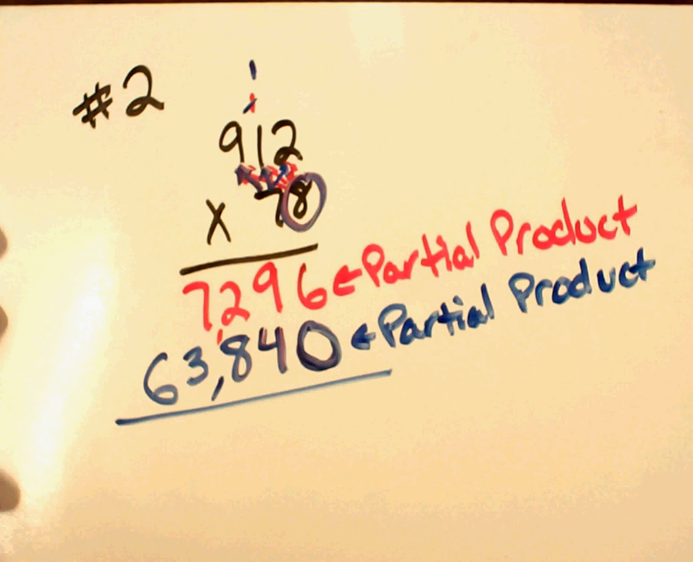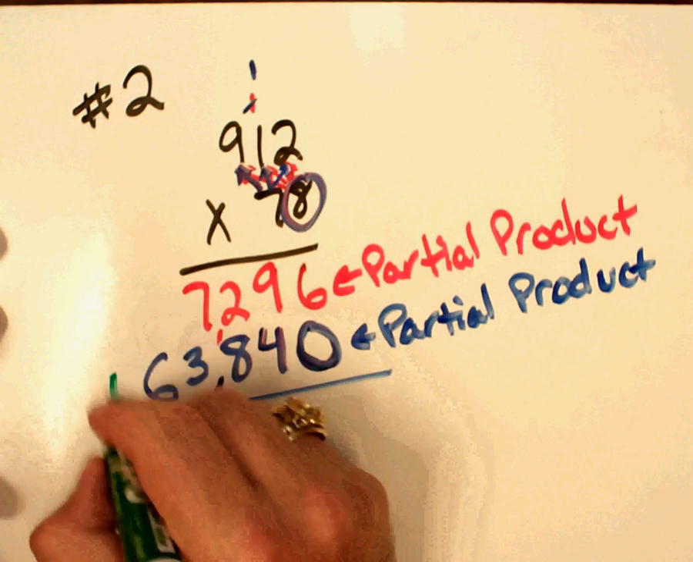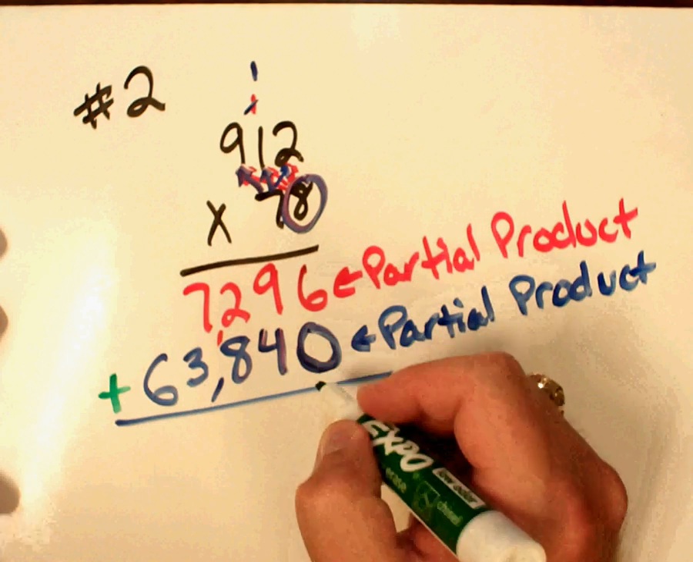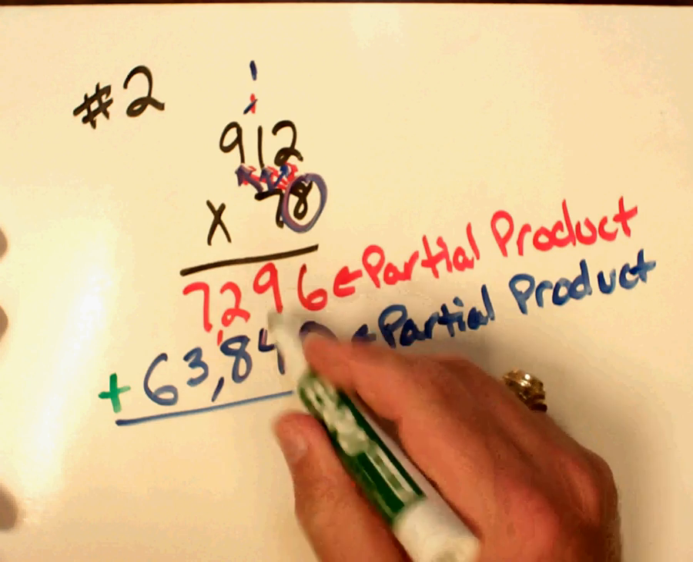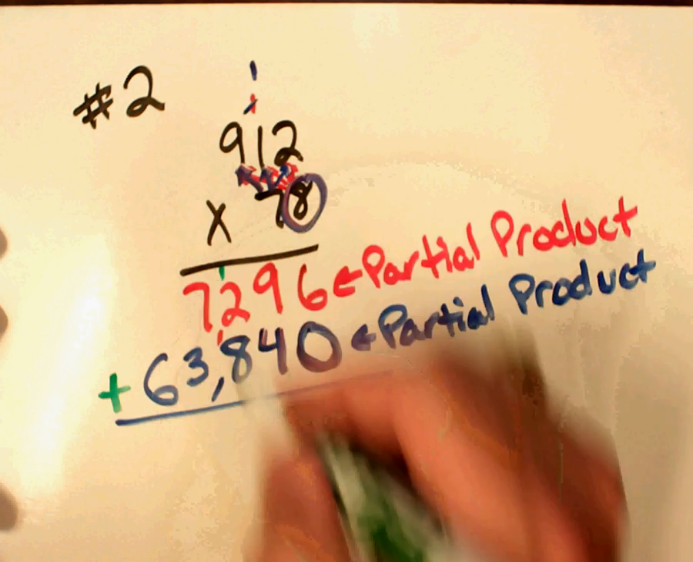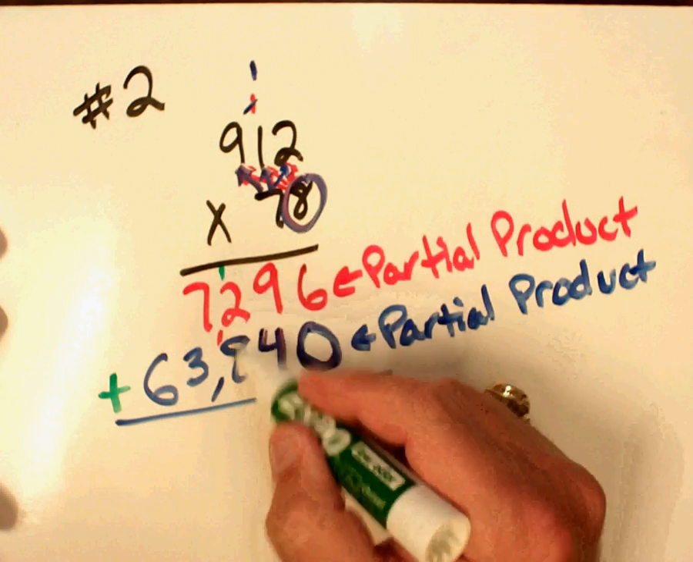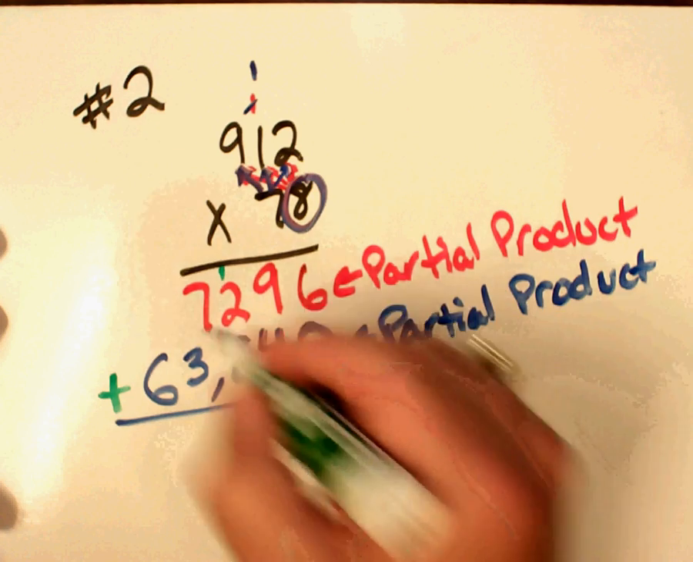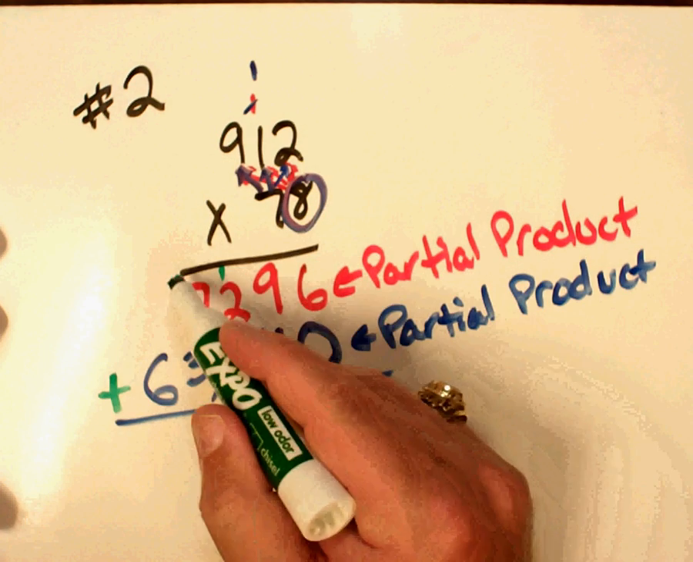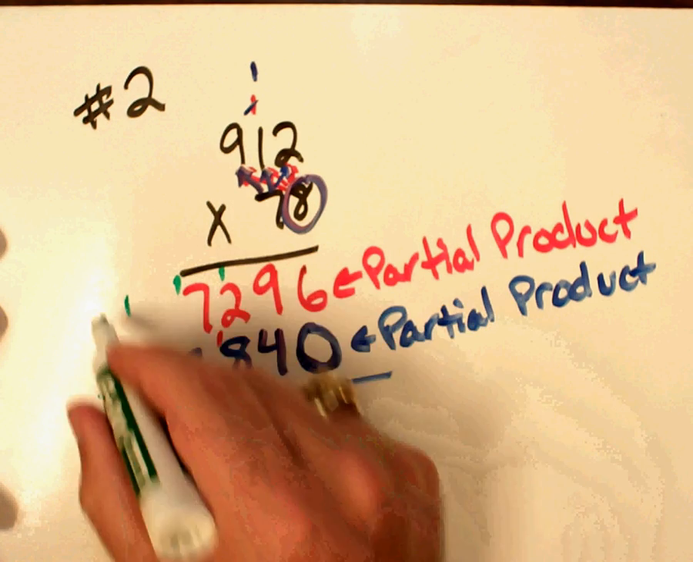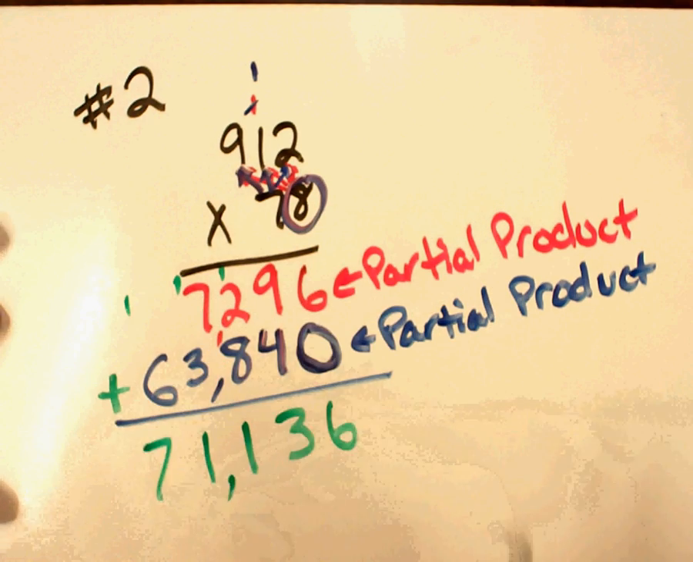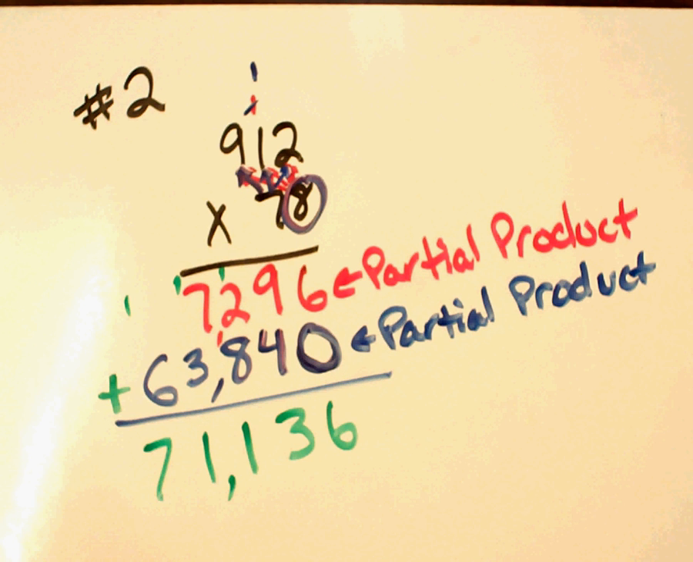And I'm going to finish it up with my green and do my addition. So 6 plus 0 gives me 6. 9 times 4 gives me 13. Carry my 1. 1 plus 2 plus 8 is 11. Carry my 1. 1 plus 7 plus 3 is 11. Carry my 1. And then 1 plus 6 gives me 7. So I end up with 71,136.